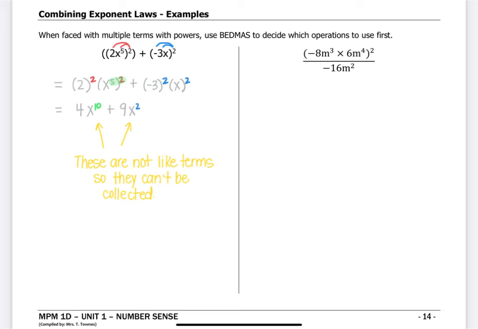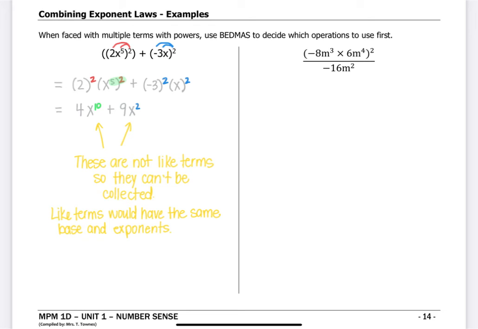They can't be combined. We'll learn more about collecting like terms when we do our polynomials unit, but for now, what you need to recognize is that we cannot add 4x to the power of 10 with 9x to the power of 2 because they are not like terms. Like terms require the same base and the exponent component of the term to be the same.